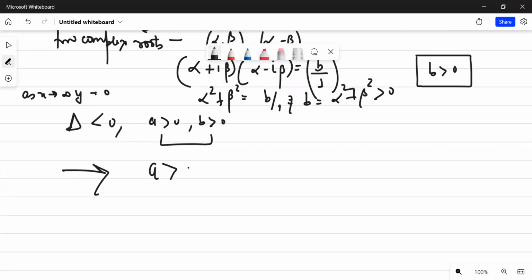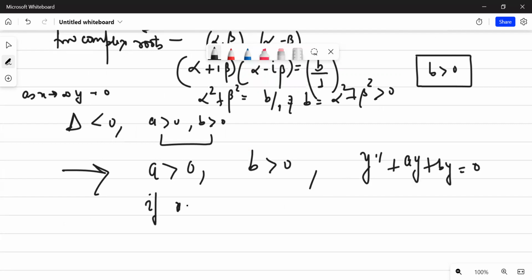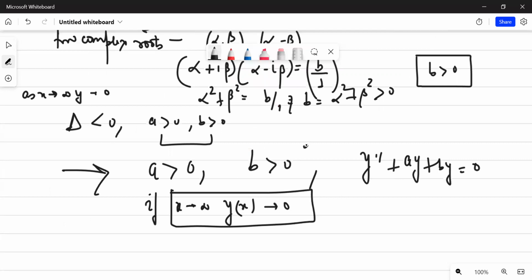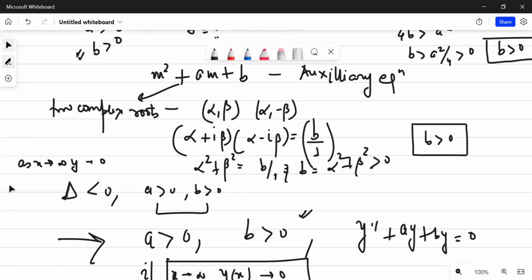So the answer should be: a must be greater than 0, b must be greater than 0, for the differential equation y double dash plus ay dash plus by equal to 0, if we want that as x tends to infinity, y of x should tend to 0. Is that clear or not clear? So this sums up your question.